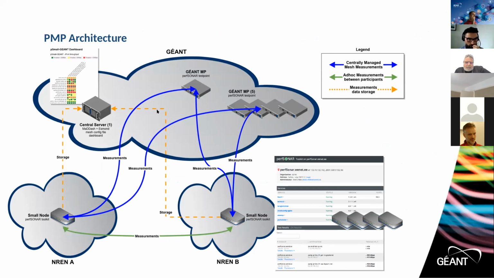There are about 40 small nodes that execute measurements towards 5 dedicated servers in the GÉANT network, and all the data is being collected to the central server, and the measurements can be scheduled. We are also developing on-demand measurement applications, so they can be scheduled and run between any 2 hosts, not only to these 5 hosts, but between any of them.